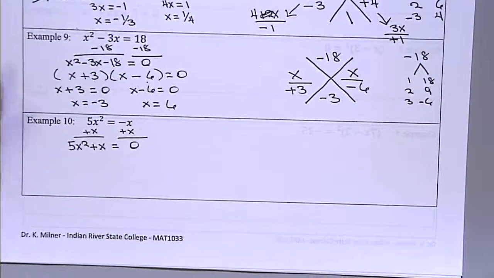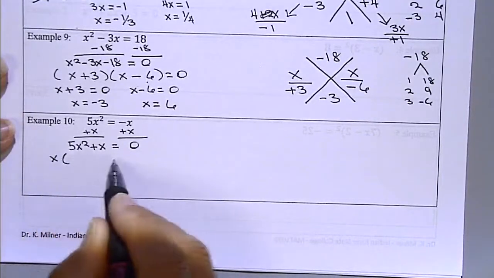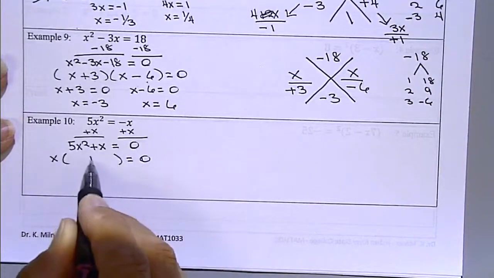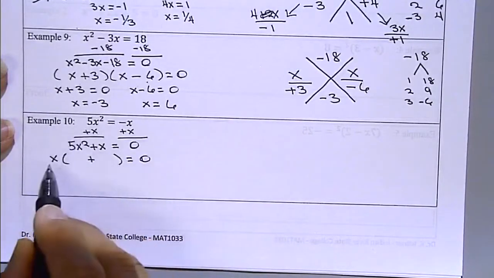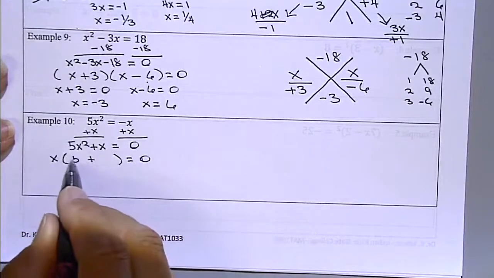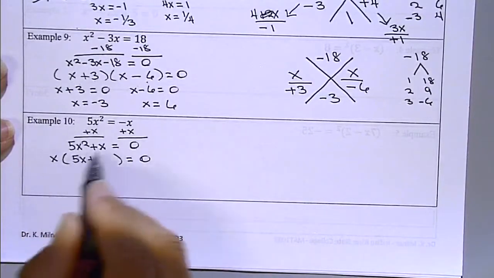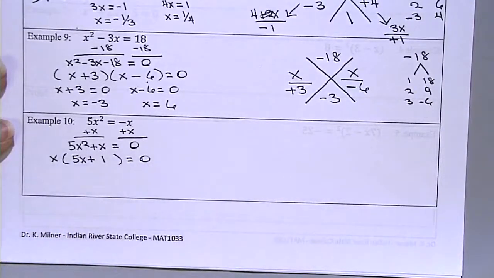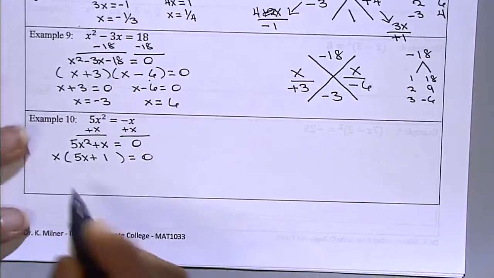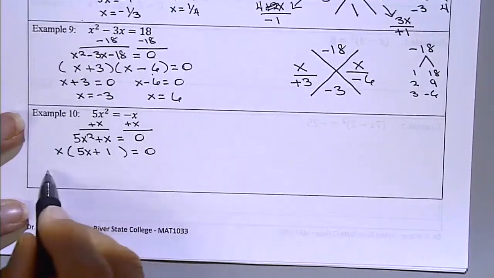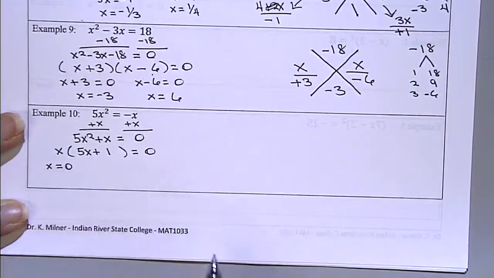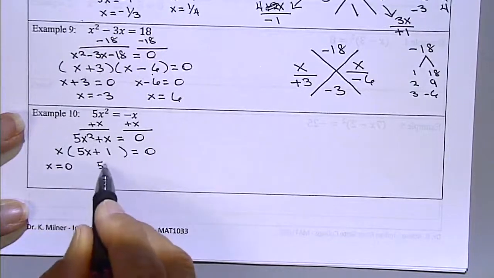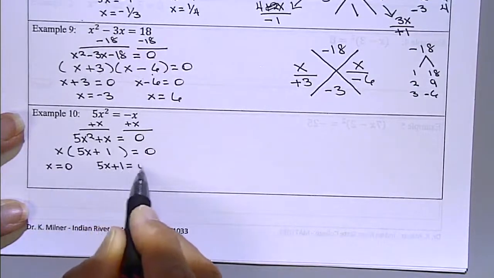5x squared plus x, I see a GCF. First step always, right? x times what is equal to 0? Well, there's two terms in here. If I said 5x squared divided by x, I would get 5x. What happens when I say x divided by x? It's 1. Okay, that doesn't factor again. So I have two factors, don't I? The x, which is pretty easy to solve, and the 5x plus 1, which I'll have to work at a little bit.